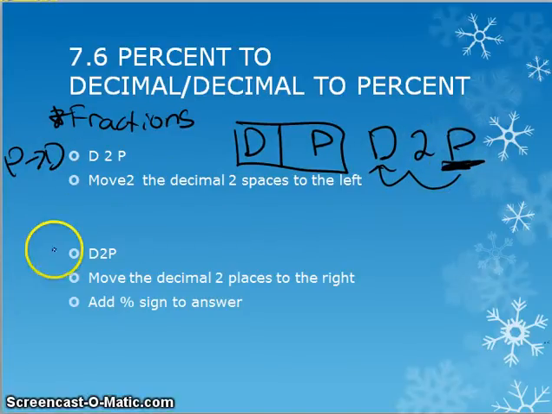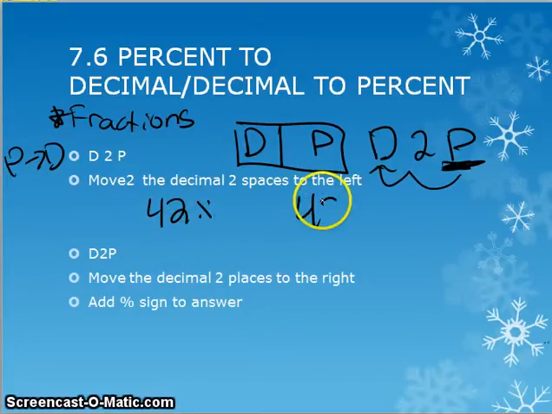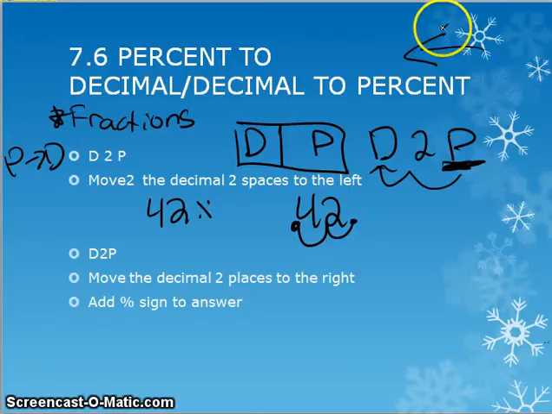So then we're going to work with 42%. If you have a percent or anything that doesn't have a decimal, you just know that it's always at the end. So this would be 42, and you put a decimal right here. You move it 2 to the left, because remember, it's D-P. You're moving the dictionary 2 to the left. Just look here. And then you would get 0.42.